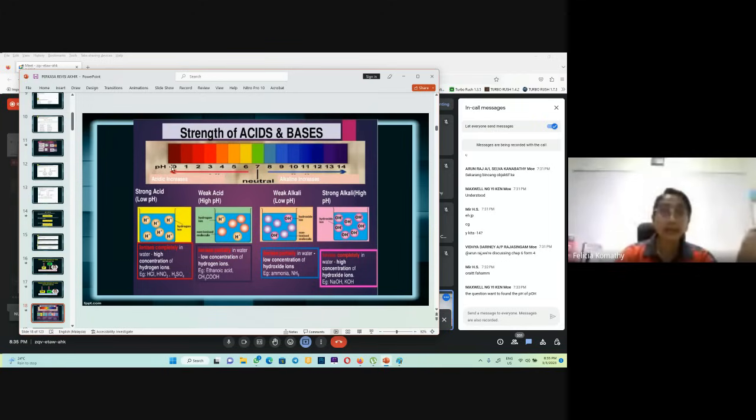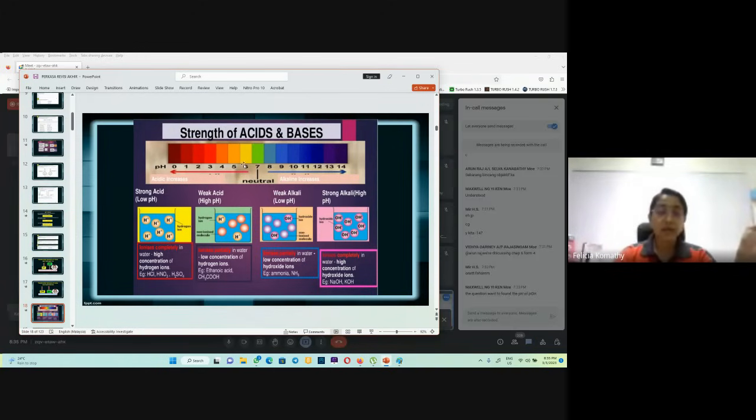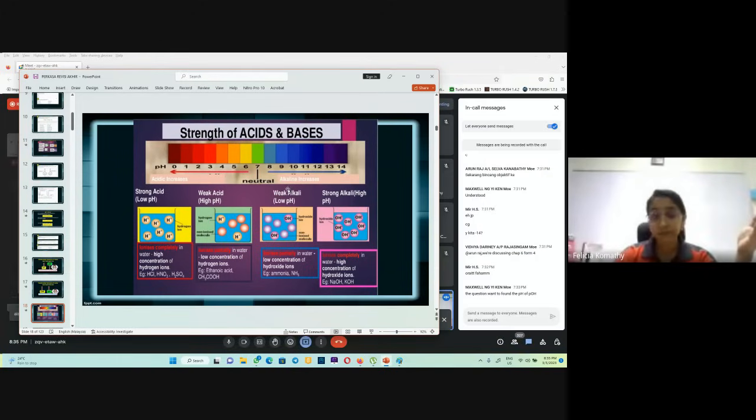As you're going towards pH 0, what happens to the acid? The acid becomes a strong acid. As you're moving towards 14, it becomes a strong alkali. So halfway in the middle, starting from 7 going to 0, like 6.9, that's considered a weak acid. Anything from 7 up, like 7.1 up to 10 something, is a weak alkali. The ones going towards 14 are the strong alkali.